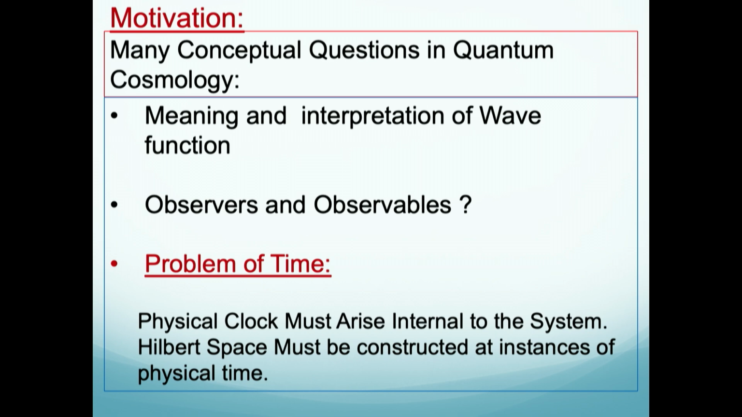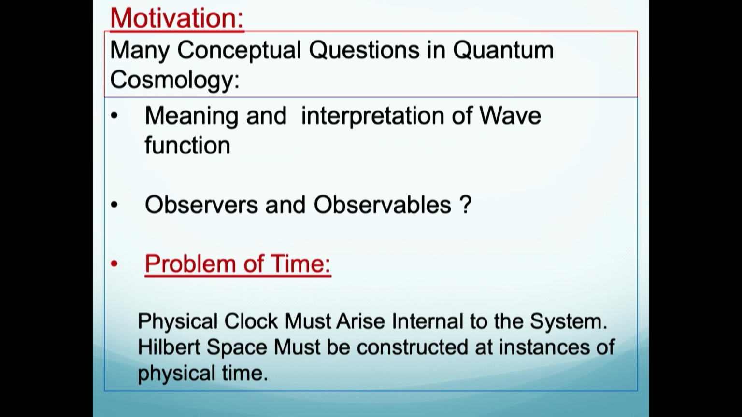For example, what is the meaning and interpretation of the wave function? Who are observers and what are observables? And so on. And there is also the problem of time, which refers to the fact that a physical clock has to arise from degrees of freedom internal to the system. And then if you try and canonically quantize the system, which we'll try to do, a Hilbert space must be constructed at instances of this physical clock.